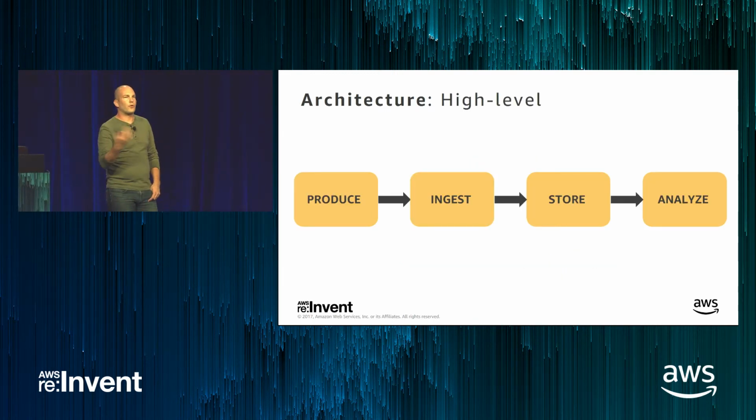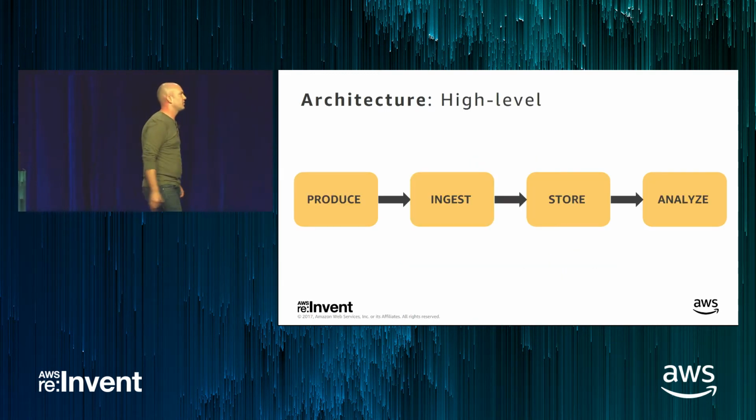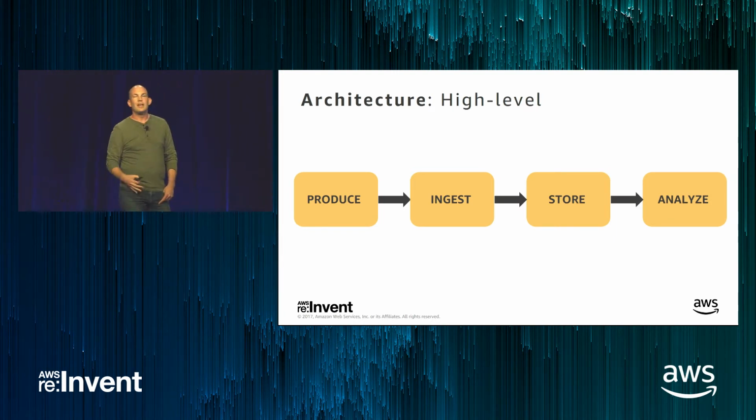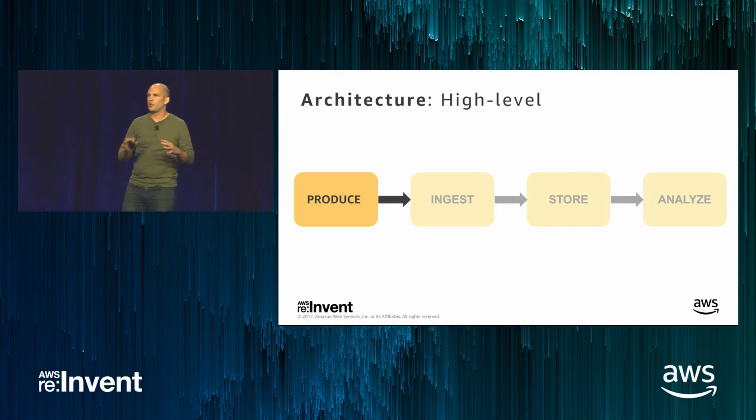So here's the high-level flow we're going to cover, and we're going to dig into each of these sections. We're first going to talk about how we produce this data, what it looks like, where it comes from, how we ingest it into our backend, how we store it and process it, and ultimately how we analyze it to create stuff like heat maps. So let's start with data production.